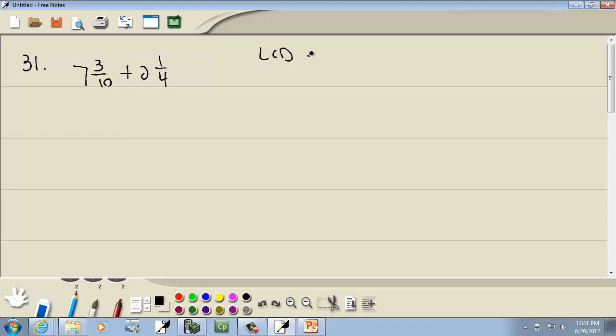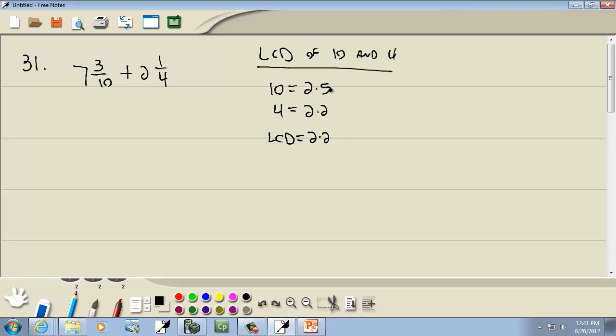So if I look at the LCD of 10 and 4, the prime factorization of 10 is 2 times 5, and 4 is 2 times 2. So again, we start with our first prime, which is 2, and I'm looking for the greatest number of 2's in any single line. There's 1 here, 2 here, so it'd be 2. Then I go to 5. I'm looking for the greatest number of 5's in any single line. There's 1 here and none here, so 1. 2 times 2 is 4, times 5 is 20.